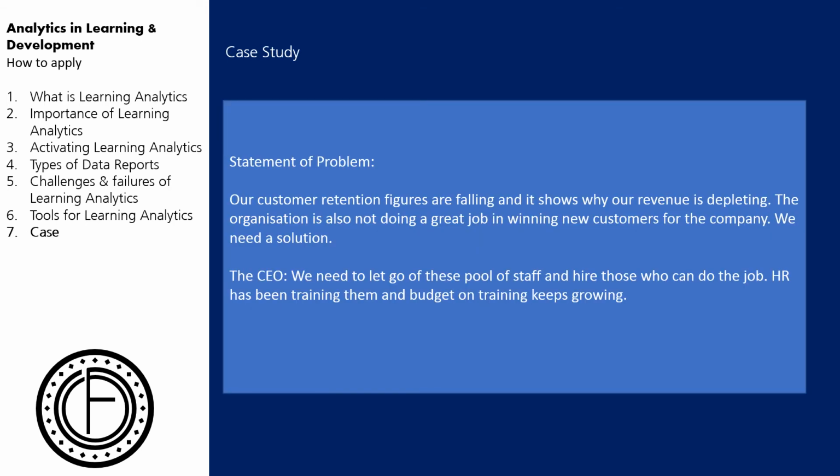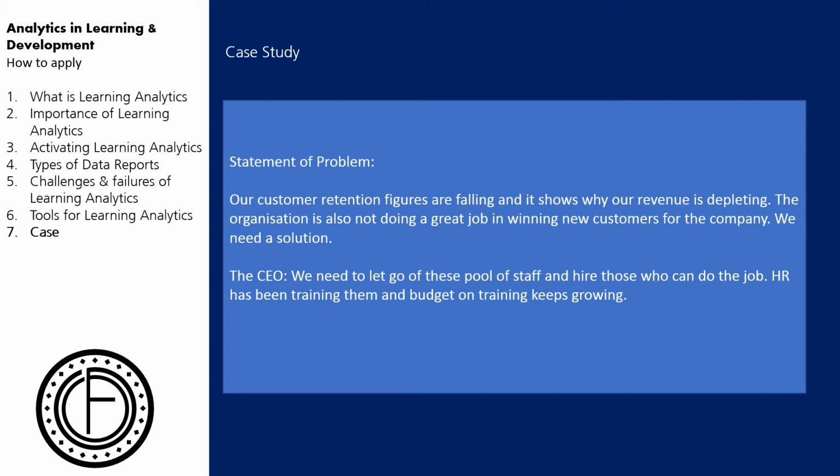Alright, so there's a case before us. Let's quickly read through the statement of problem. Our customer retention figures are falling, and it shows in why our revenue is depleting. The organization is also not doing a great job in winning new customers for the company. So that means customers are not being retained and new customers are not coming into the company. We need a solution. The CEO says we need to let go of this pool of staff and hire those who can do the job. HR has been training them and the budget on training keeps growing.